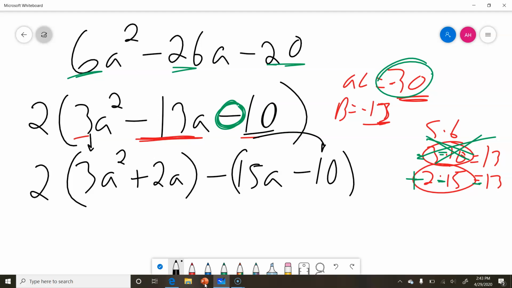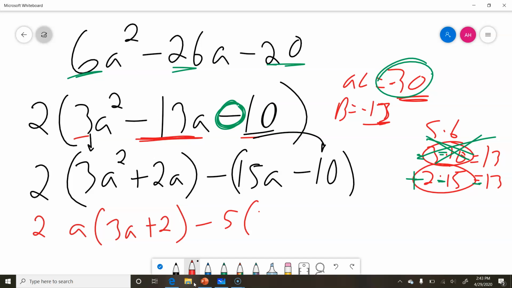Now I factor, and I get the a out down here, so I get 2 times a times 3a plus 2, and then I pull this out. I pull out a negative 5, and I get 3a plus 2, and that's how I know I did it correctly, right? 3a plus 2, 3a plus 2.